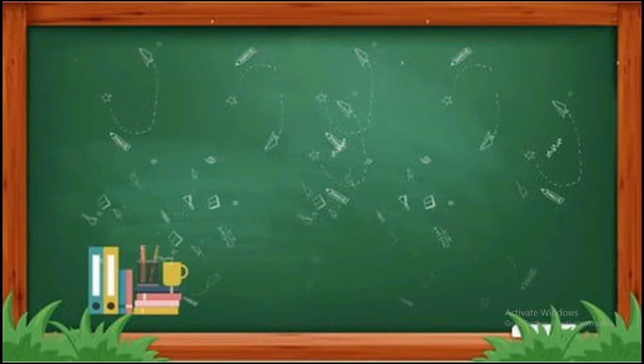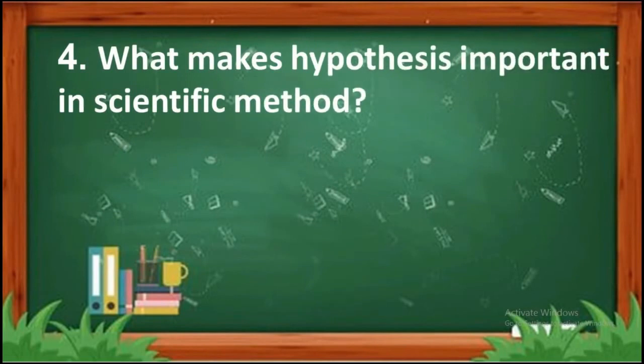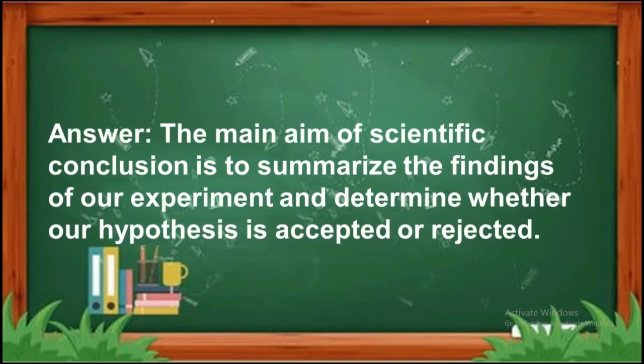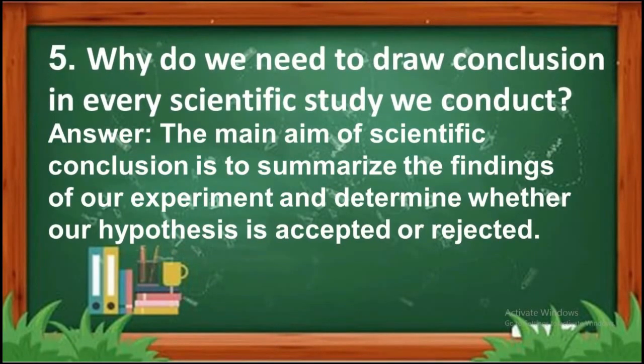Number four, what makes hypothesis important in scientific method? The correct answer is, hypothesis is an educated guess. These can help us analyze the results, whether it is right or wrong. The purpose of a conclusion is to summarize the findings of our experiment and determine whether our hypothesis is accepted or rejected.